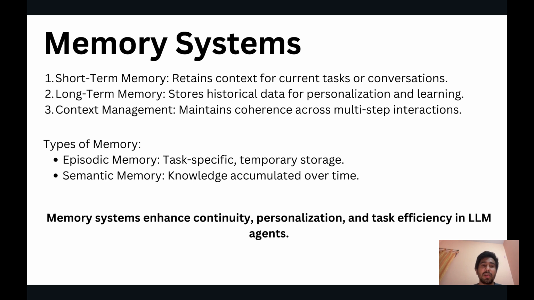And memory systems, so there are several kinds of memory, like short term memory which can retain context for the current task or conversation. So short term memory, generally, is the LLM's context length, we can consider it as short term memory. Or long term memory which stores historical data for personalization and learning. So you can use an external vector database to store the historical conversation or historical responses for better contextual understanding of the agent. And context management maintains coherence across multiple interactions.